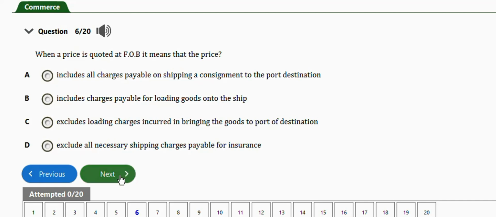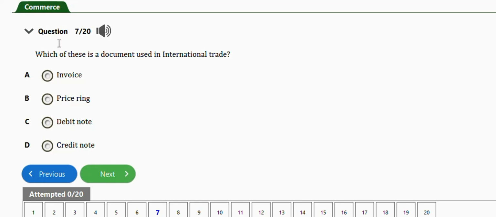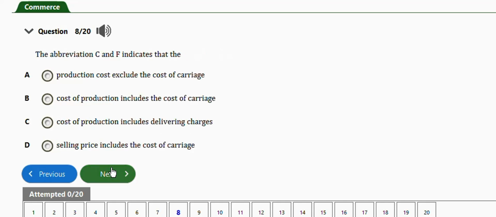Next question, it says which of these is a document used in international trade? The right answer to this question is option A, invoice. Next question, it says the abbreviation CNF indicates that the production cost excludes the cost of carriage, cost of production includes cost of carriage, cost of production includes delivery charges, or selling price includes the cost of carriage. The right answer is option D, selling price includes the cost of carriage.